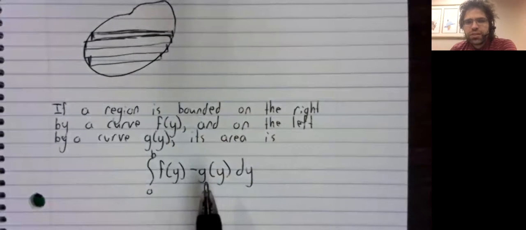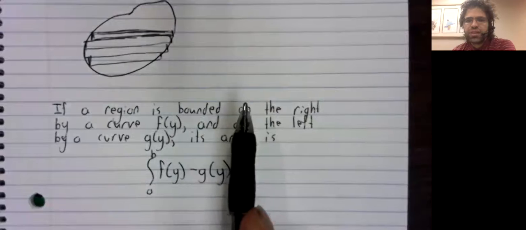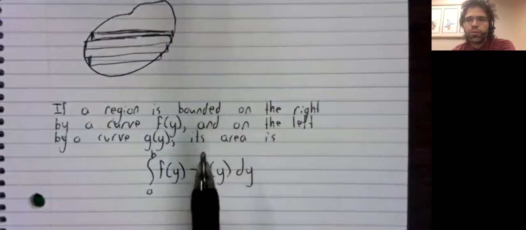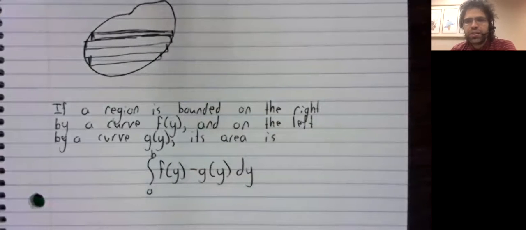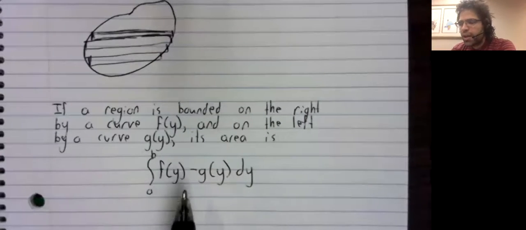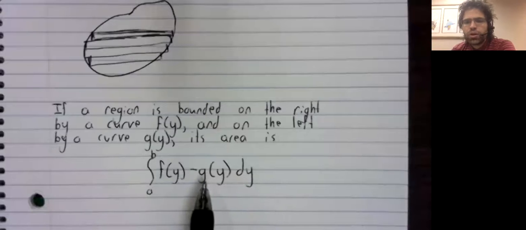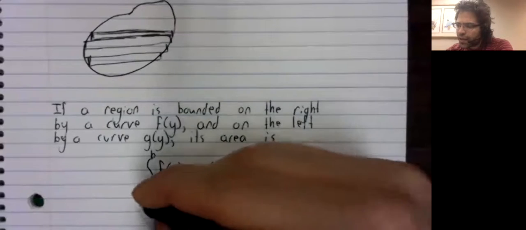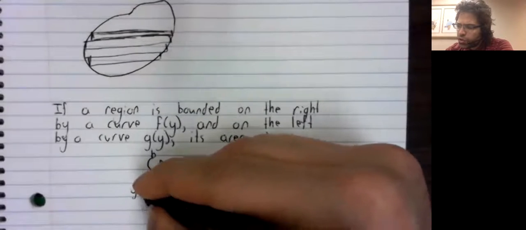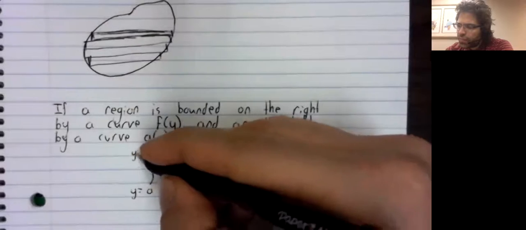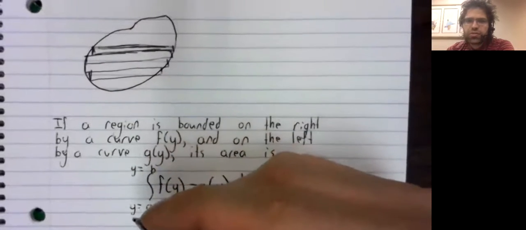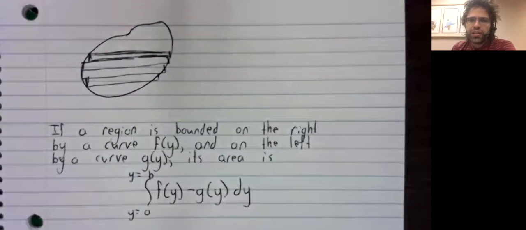You'll notice that if you're using horizontal rectangles and left and right bounds instead of top and bottom, everything is in terms of y, including these limits of integration.